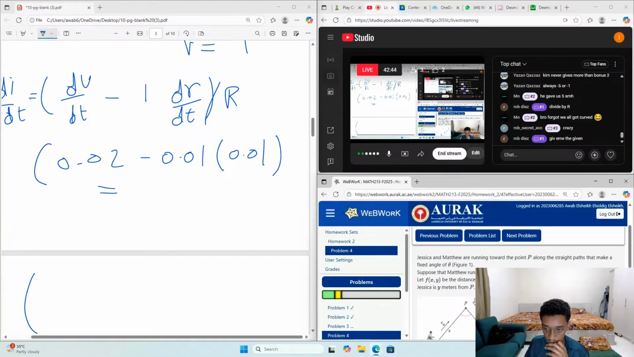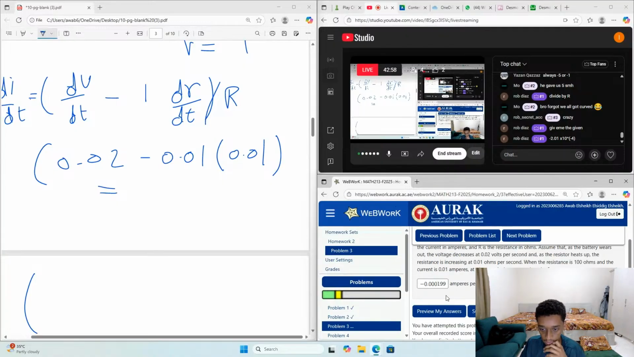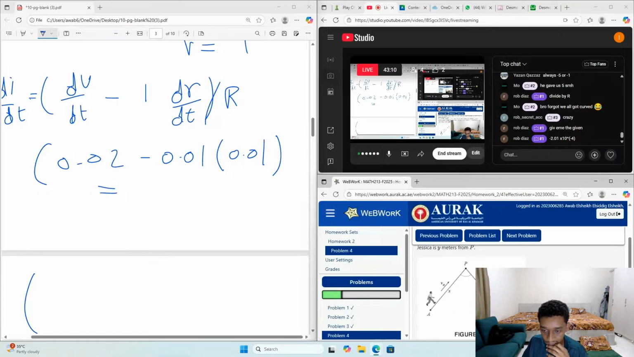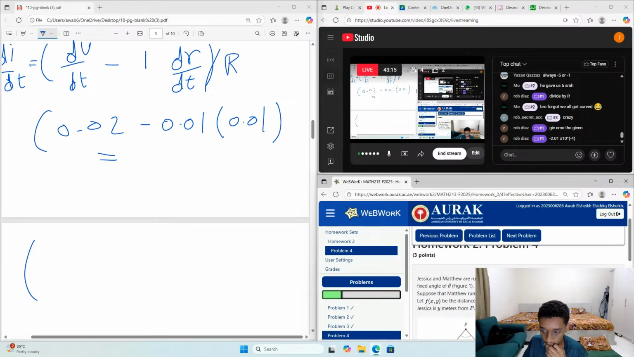Okay, Jessica and Matthew are running towards the point P along the straight path that make a fixed angle of minus 2.01. Okay, so we'll go back, change this to 201. Okay, thank you, Rob. Again, running towards the point P along the straight path.